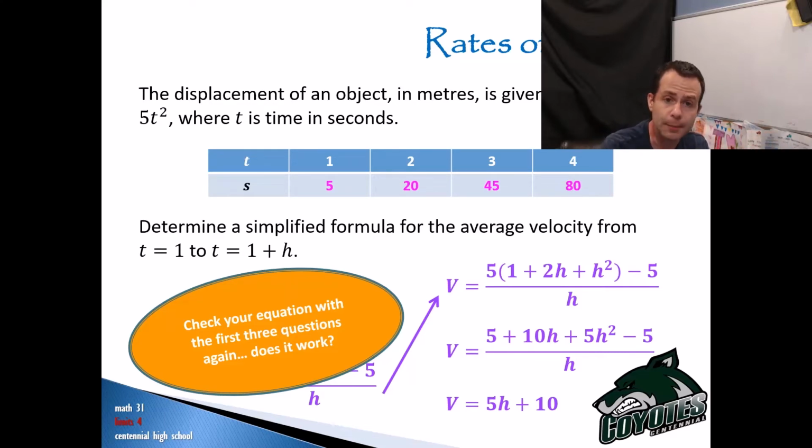In the second example that we did, we went from t of 1 to t of 3, and we got 20. Well, my h value there would be 2. 5 times 2 is 10, plus 10 is 20. Okay, in the last example before we did this one, we went from t of 1 to t of 2, and so my h value there would be 1. And if I plug 1 in here, I get 15. So I'm getting the exact same things that I got using this generic equation instead of solving each one separately.